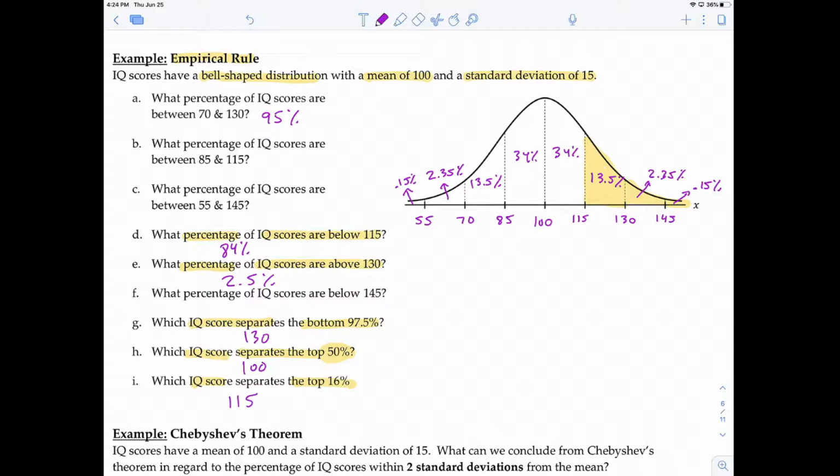Okay, so that's one application of the empirical rule. In this section, I'm not going to ask you a question like what percentage of IQ scores is between 90 and 105, where the numbers aren't the ones on these tick marks. Right now, we're just looking at approximations, and whatever values I specify are going to be values on these tick marks.